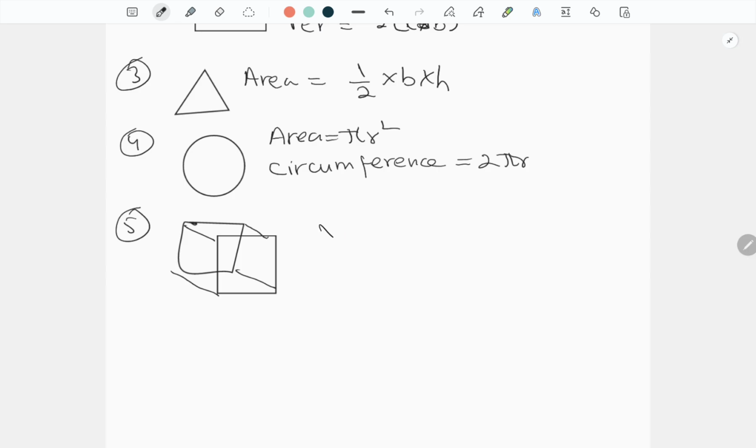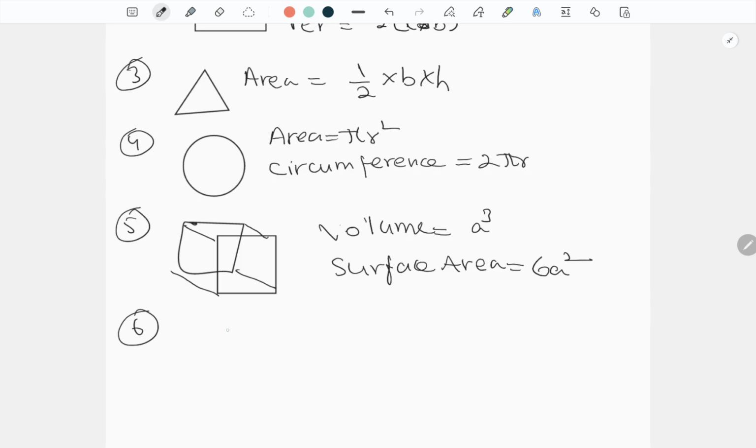The volume of the cube is a cube. And the surface area of the cube is 6a square. This is the surface area of the cube. Now in the sixth one we discuss the cuboid.